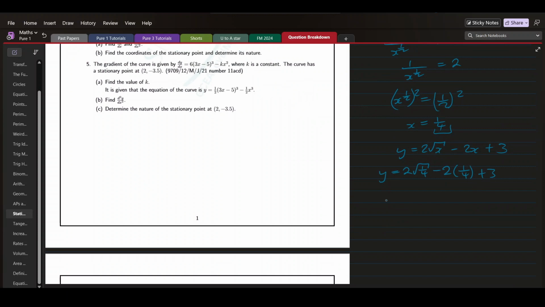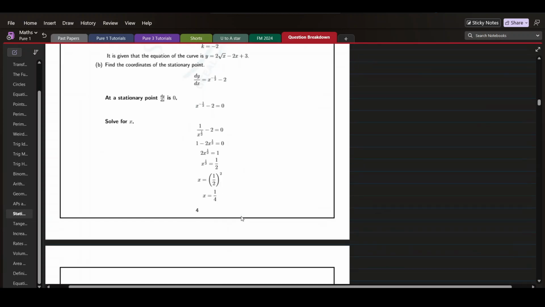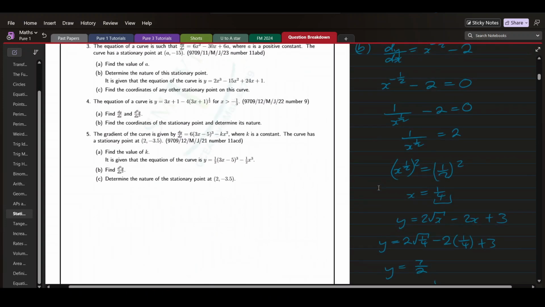And let's simplify this. Punch this into the calculator. This is 2√(1/4) - 2 × 1/4 + 3. That gives us 7/2. So that means that the coordinates of the stationary point are (1/4, 7/2). Let's check if this is correct. This is question number 1, part B. Our coordinates are in fact (1/4, 7/2). So that's correct. Let's do part C.